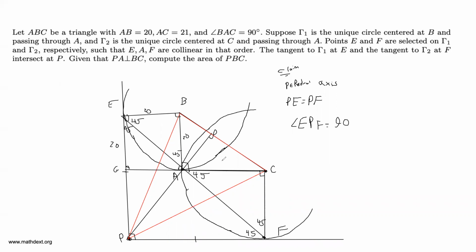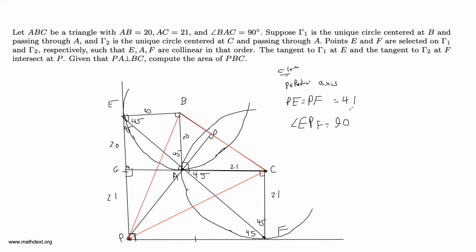Okay, now take a look at CFPG, right? Given this is a right angle, this one over here is a right angle, this one's a right angle. This is also a rectangle. And remember, since the circle centered at C has radius 21 because AC is 21, since this is a rectangle, GP is 21, right? So PE is 41, that's 20 plus 21. And so PF is also equal to 41 since PE is equal to PF.